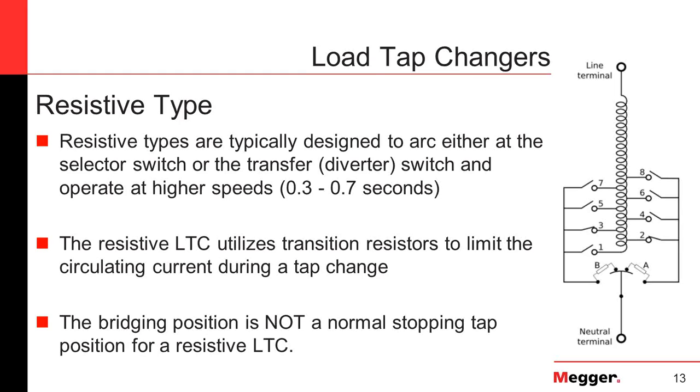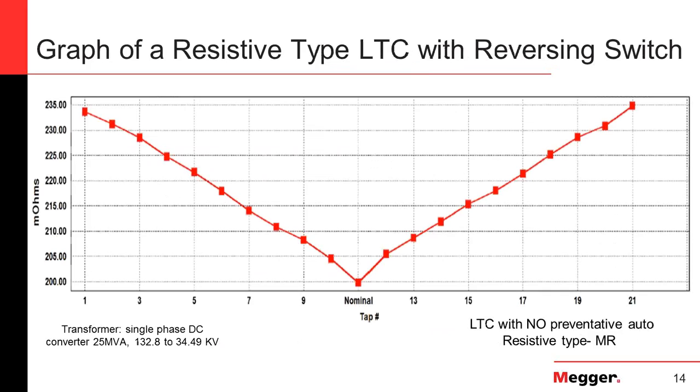If you're looking now at the curves that are involved, you can see here that we have a very nice V-shaped curve. In this case, there's sometimes a flat spot in the nominal position, and that's when a reversing switch is involved. So it's nominal A, nominal B in between, here a straight line or a relatively straight line. And in this case, this result is a single phase DC converter transformer, and we only have one phase to deal with.